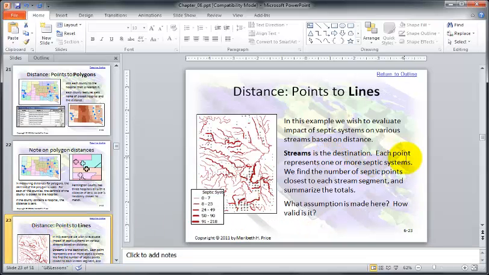Points to lines. In this example, we wish to evaluate the impact of septic systems on various streams based on distance. Streams is the destination. Each point represents one or more septic systems. We find the number of septic points closest to each stream segment and summarize the totals. What assumption is being made here, and how valid is it? That's something to think about. We're not using the summarize in this course, but it is interesting to think about what the book is trying to get at there.